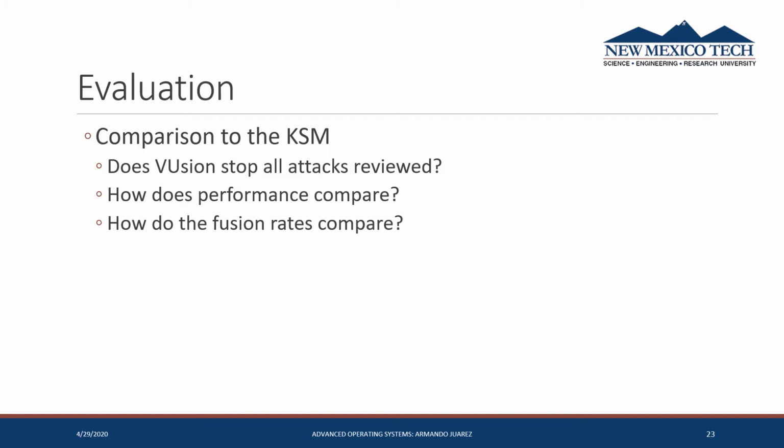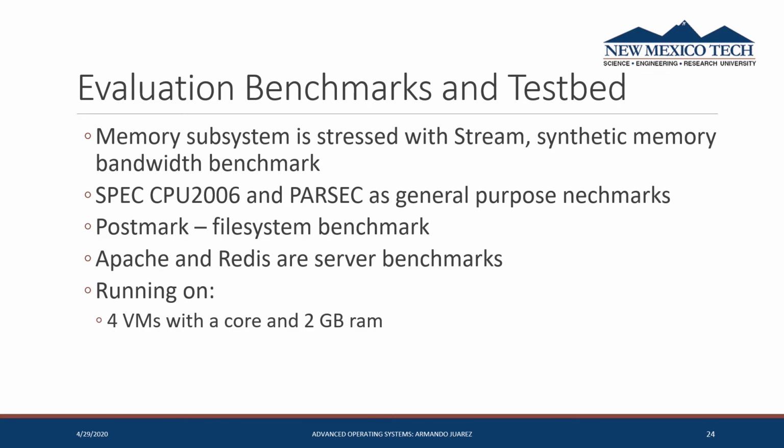So let's get into how they actually created their benchmarks and their testbed. First, for the memory subsystem, they stressed it with Stream. It's a synthetic memory bandwidth benchmark. And then for some general purpose benchmarks, they use SPEC CPU 2006 and Parsec. They use Postmark for a file system benchmark and Apache and Redis for server benchmarks. And all of these will be running on 4 VMs initially with a single virtual core and about 2 gigs of RAM. So let's get into it.